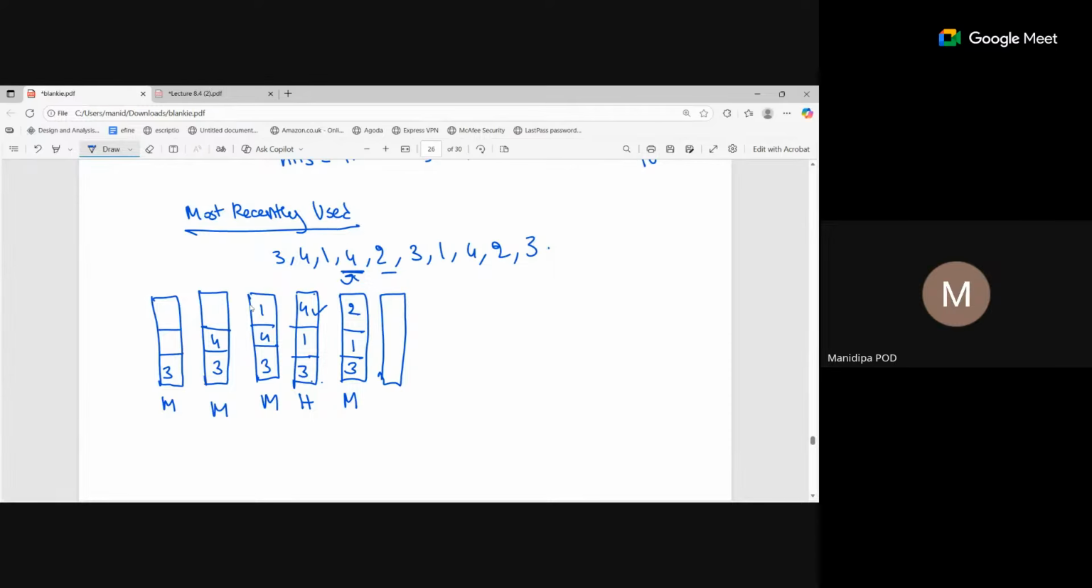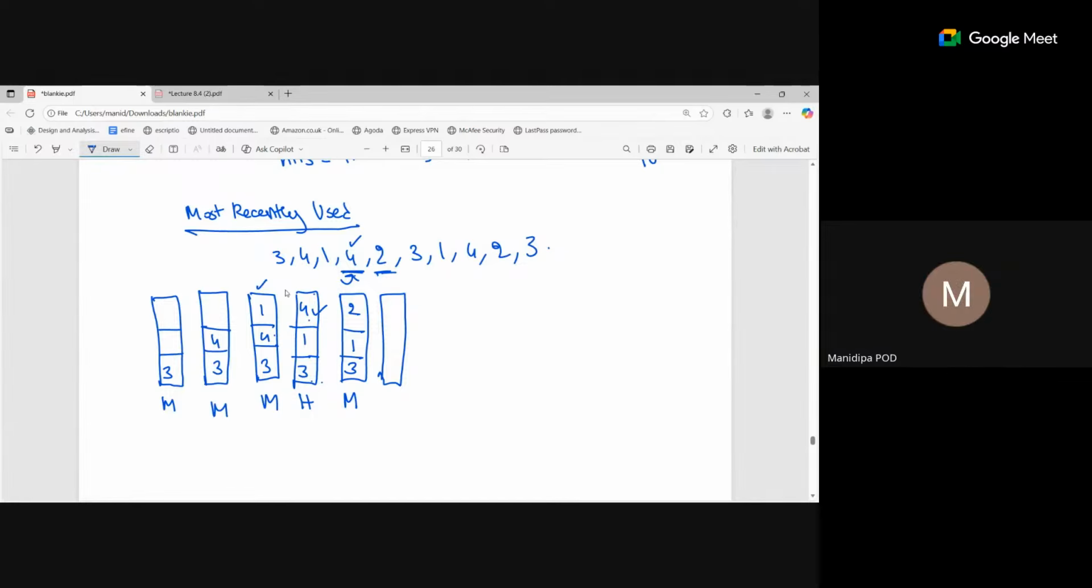Like here, 1 4 3, right? The next frame was 4. 4 is already present in the second slot, but now it has been accessed, so it became the most recently used block. So it came to the top, and then 1 and then 3. But when I tried to look for 2, 2 was not present, so now 2 is a miss. So now we have to replace.